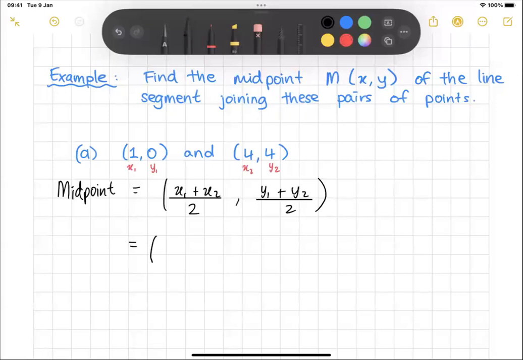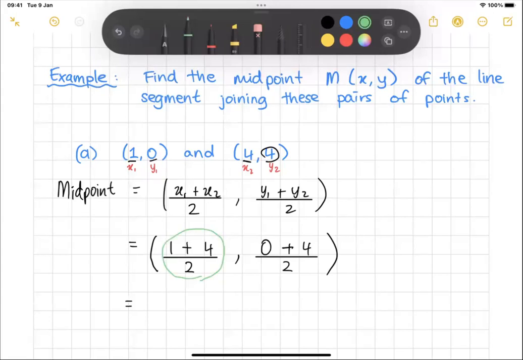Then I'm going to substitute. My x1 is 1, so I'm going to go 1 plus my x2, which is 4, all over 2. Make sure to have the comma, that indicates to me that it is a coordinate. My y1 is 0 plus my y2 is 4, all over 2. Done.